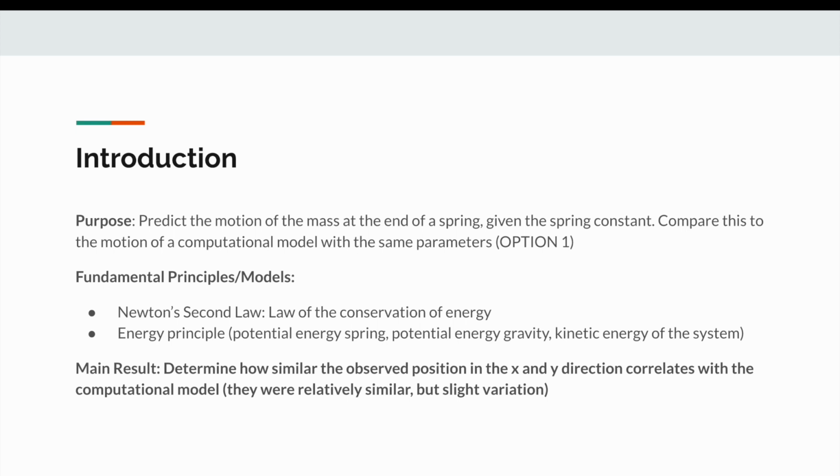The purpose of this lab was to predict the motion of the mass at the end of a spring, given the spring constant. We could compare this to the motion of a computational model which had the same parameters. This is option 1. The fundamental principles and models used were first Newton's second law, which shows the law of conservation of energy. Also, the energy principle, which utilizes the potential energy of the spring, the potential energy of gravity, and the kinetic energy of the system are also important.